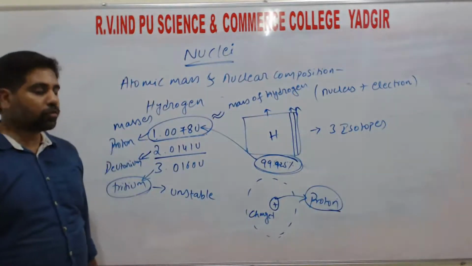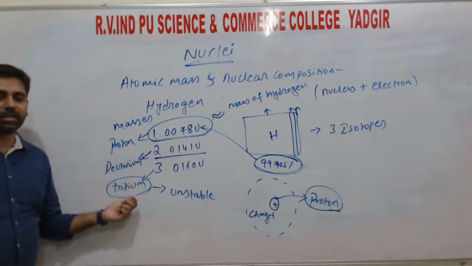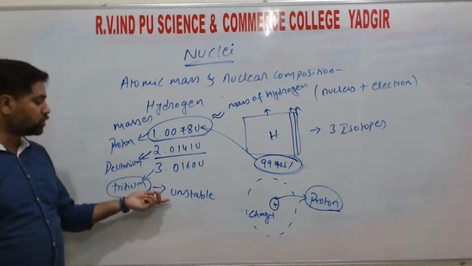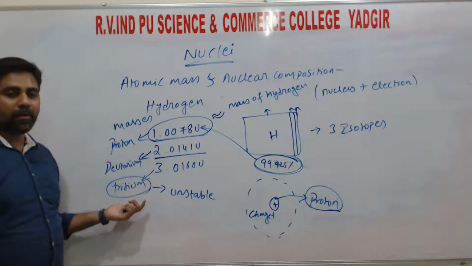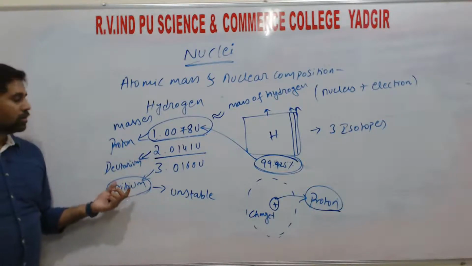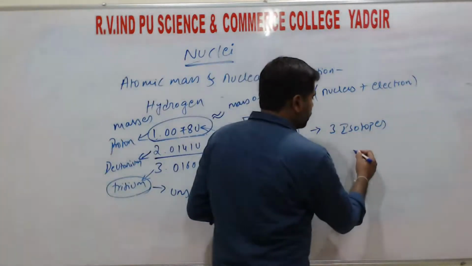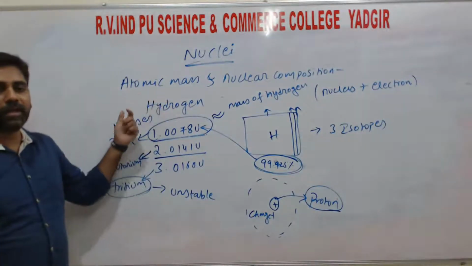So three isotopes we have: the first one is called protium, the second one is deuterium, and the third one is tritium. Tritium is unstable, so it does not exist naturally. It can be obtained in the laboratory, that is, it can be developed in laboratories. We discussed the atomic mass by considering two examples.